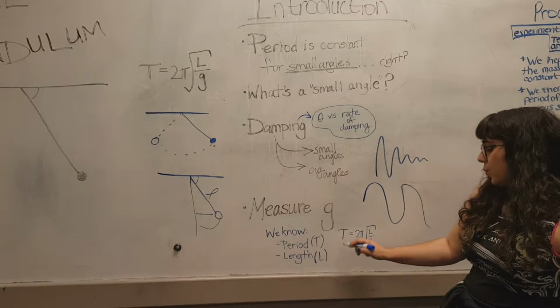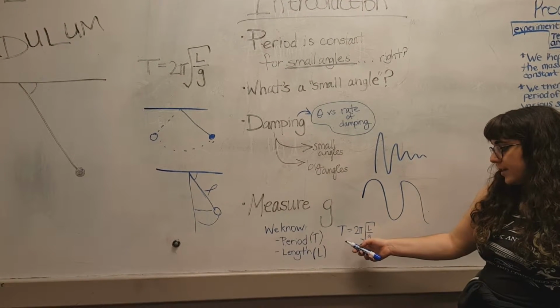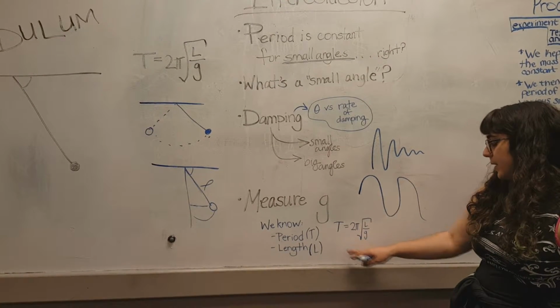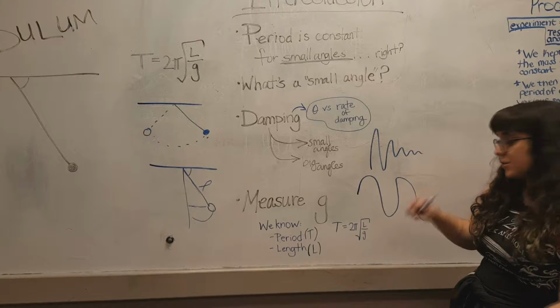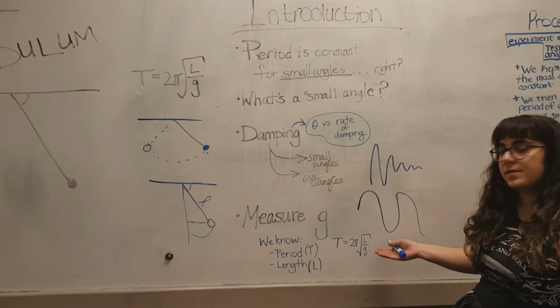So with this equation here, we can see that we can measure the period, which is in seconds, and we also know the length of the string, so that way we could measure G, which is the last variable in this.